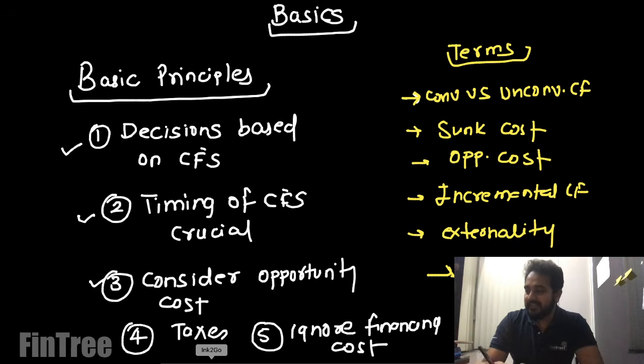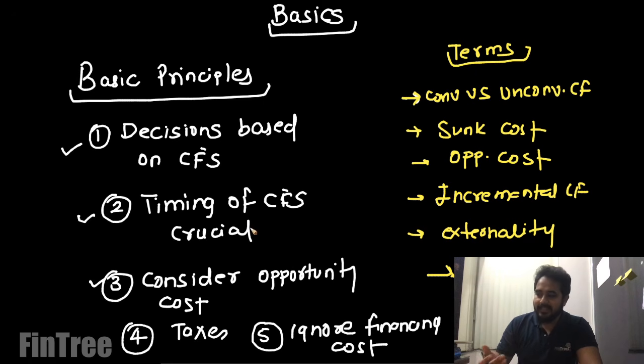So I was discussing basic principles of capital budgeting. I don't know from what point you missed, so I am going to repeat everything for you. The first point was that decisions are based on the cash flows. What do you mean by that? It simply means that you don't want to take a decision based on profitability. You want to take a decision based on the cash flows. How much money is coming in, how much money is going out. That's straightforward.